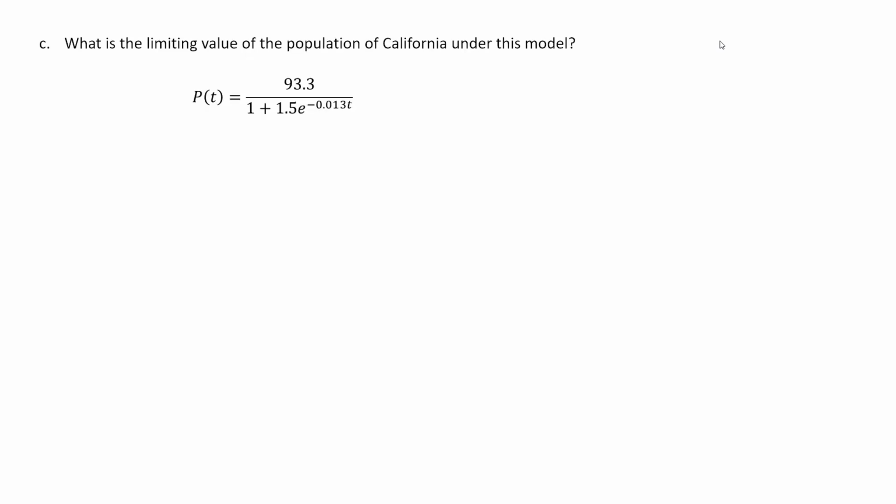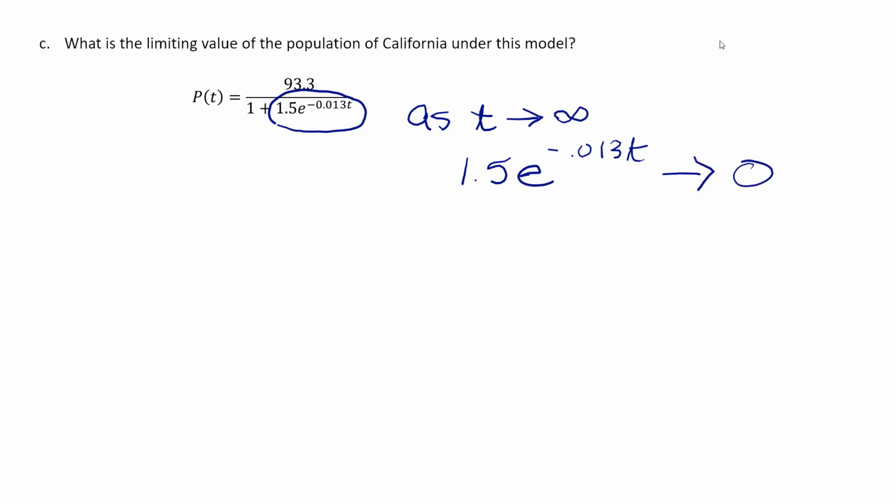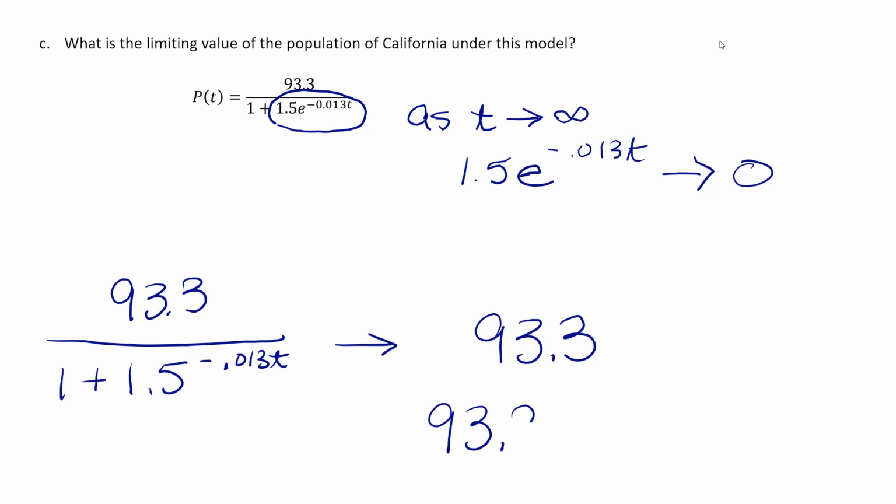All right, part C, what is the limiting value of the population of California under this model? All right, so we talked about they've put in this limiting factor here that will keep the population from going over a certain amount, that horizontal asymptote. So as t approaches infinity, 1.5 e to the negative 0.013 t approaches 0 because this is a fraction where t is in the denominator because of the negative exponent. And so as t gets very big, that whole thing gets very small. And so the function is just going to approach 93.3 over 1, which is just 93.3. So the population wouldn't go over 93.3 million.